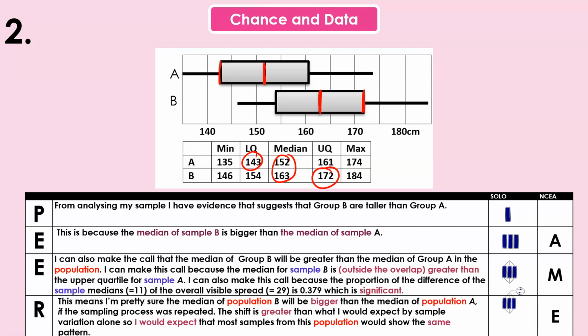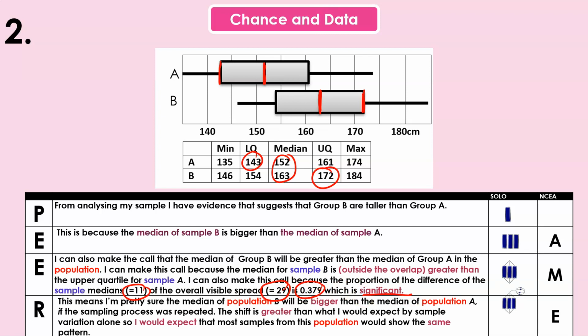I can also make the call that the median of group B will be greater than the median of group A in the population. I can make this call because the median of sample B is outside the overlap, greater than the upper quartile of sample A. I can also make the call because the proportion of the difference of the medians, which is 11, of the overall visual spread, which is 29, is 0.379, which is significant.